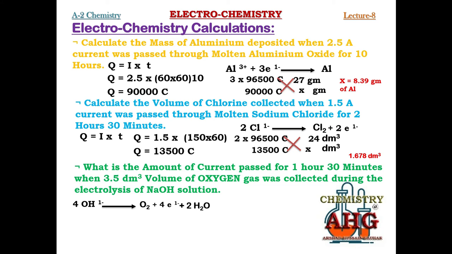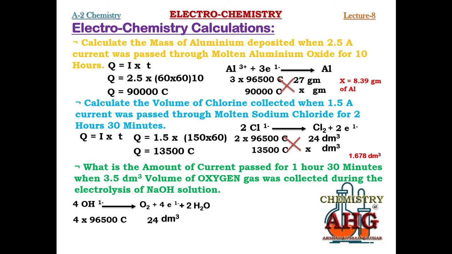This equation you people have been writing from your O levels class, so it's very simple to remember, or you can also find this equation in the data booklet. Now look at this chemical equation. How many moles of electrons are involved? 4 moles of electrons are involved for producing 1 mole of oxygen, that is 24 cubic decimeters. So what relationship can you make? 4 into 96,500 coulomb is equal to 24 cubic decimeter.